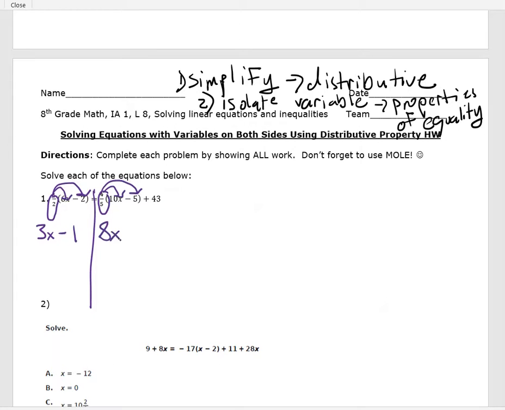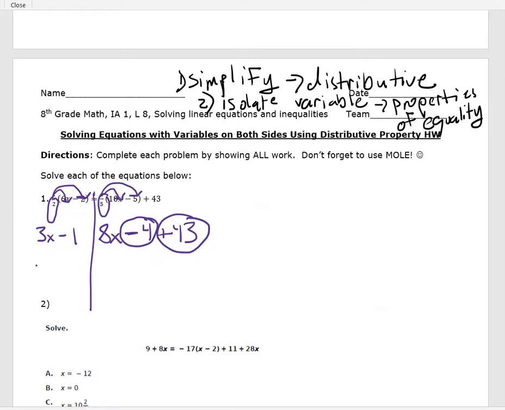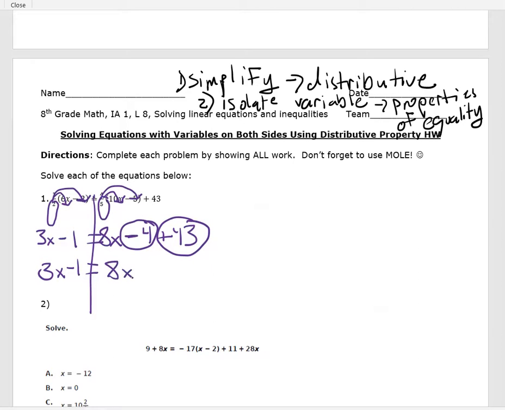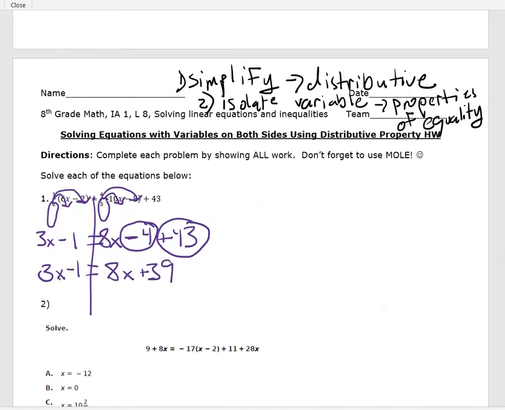8x minus 4 plus 43. Okay, Miss Syed, so far you're pretty much doing the same thing. Yeah, I'm going to actually do it again here. I'm going to combine my -4 and my 43. So I'm left with, don't forget the equal sign, 3x minus 1 equals 8x plus 39.